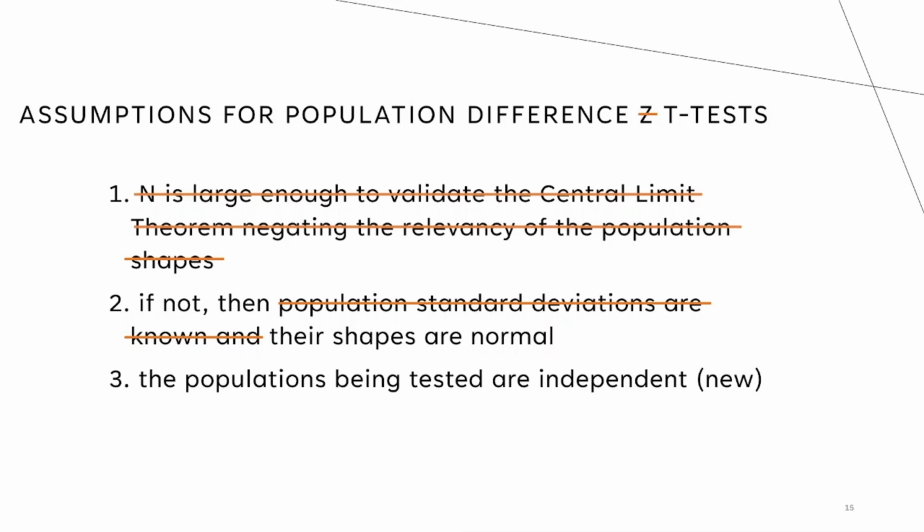But what remains, especially because we're not working at large sample sizes, is that we have to know, or we have to assume, that the shape of the distribution of the population is normal. And then again, the new assumption that the populations being tested are independent is also relevant to t-tests as well.